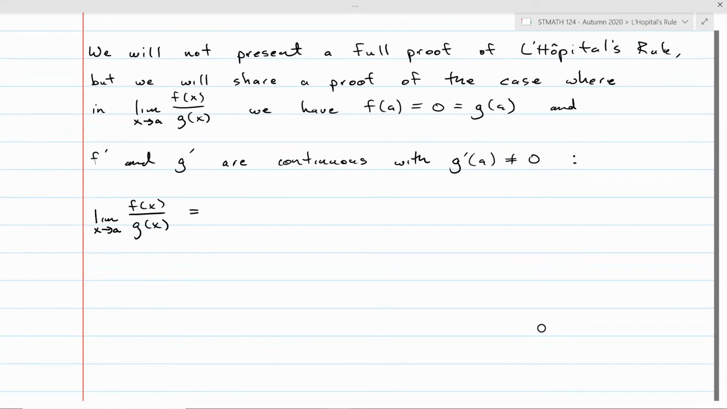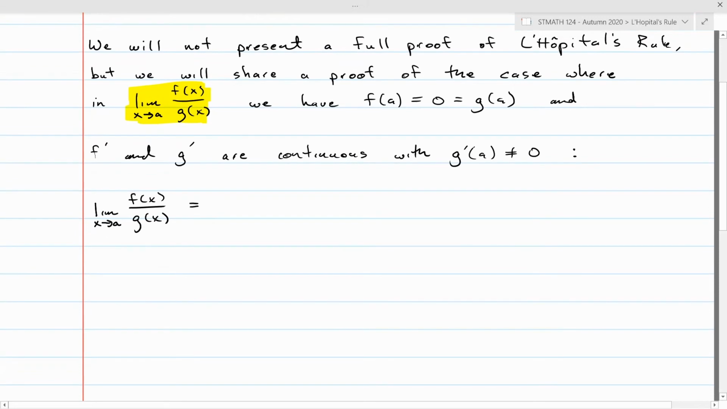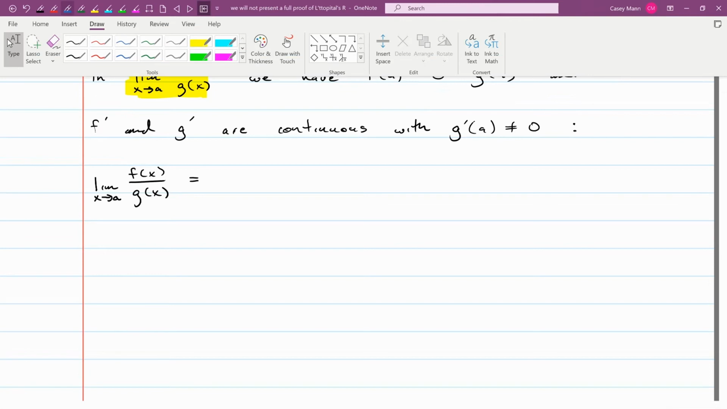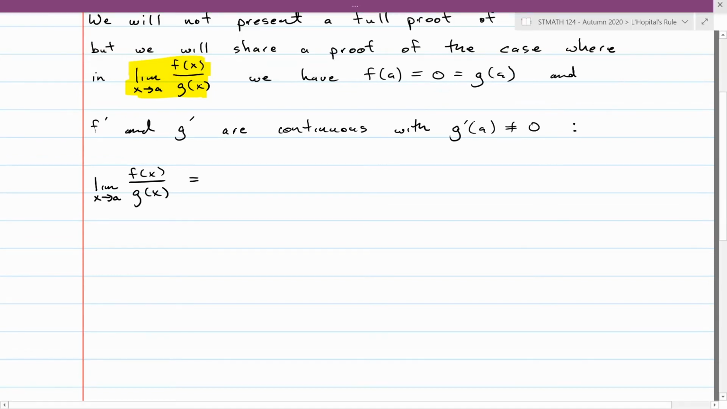I'm not going to give you the full proof of L'Hopital's rule because it's kind of hard and it involves some stuff that we haven't really talked about in this class. But if you just look at the case where when you do direct substitution into the numerator and the denominator, you get 0, so f of a and g of a are equal to 0 in this limit that we're looking at here. So suppose that you're getting 0 over 0 upon direct substitution, and suppose that those functions f prime and g prime are continuous, and that g prime of a is not equal to 0. So these simplifying hypotheses here will allow us to do something kind of cool.